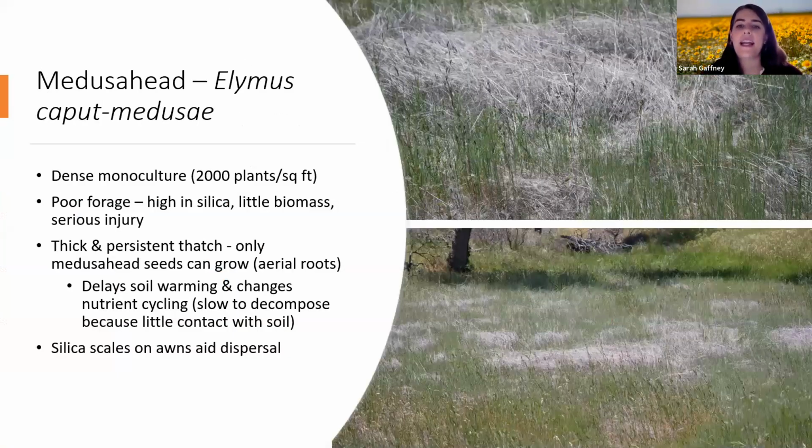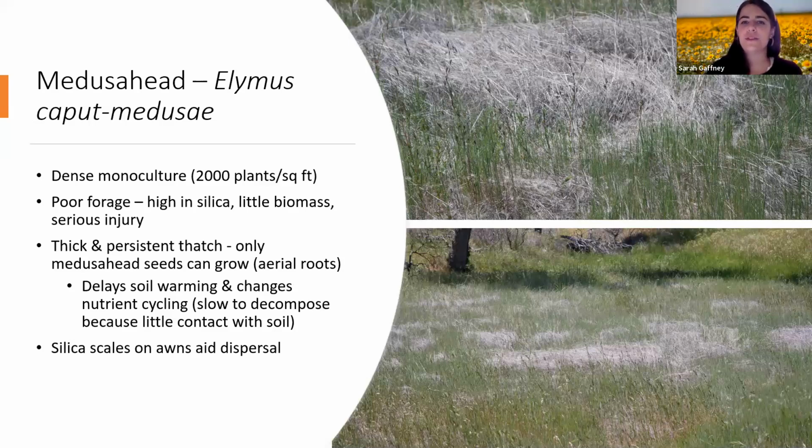And Medusa head is a major problem because just like yellow star thistle, it creates very dense monocultures. And when I say dense, I mean dense. So in 1 square foot, there can be 2,000 plants growing on it. And it's incredibly poor forage. It's very high in silica. So if you look at the dry weight, 10% of that dry weight would be silica. And that's just not tasty at all.